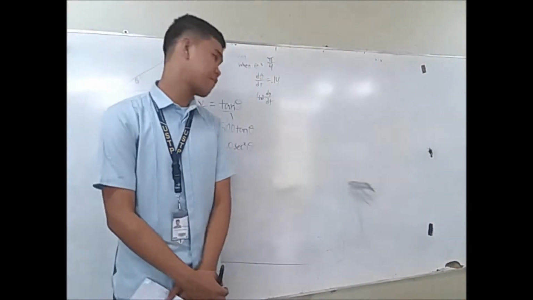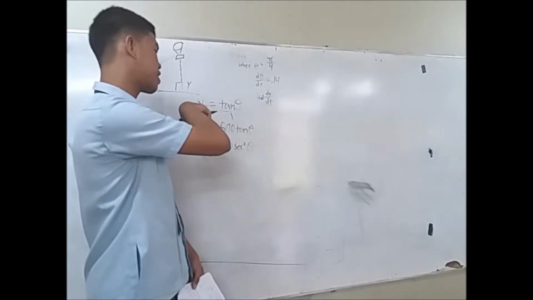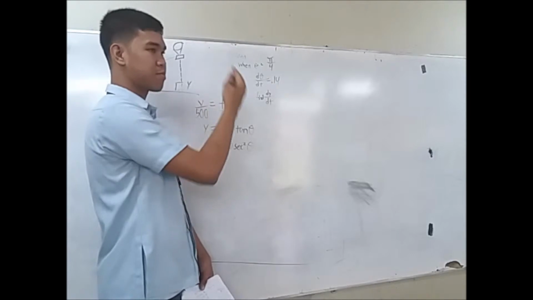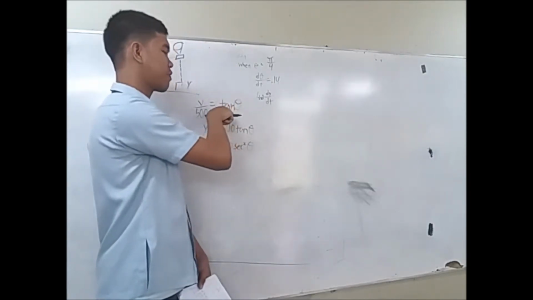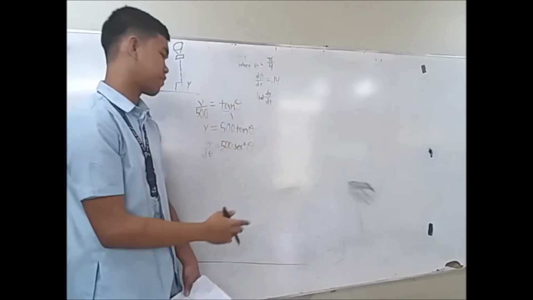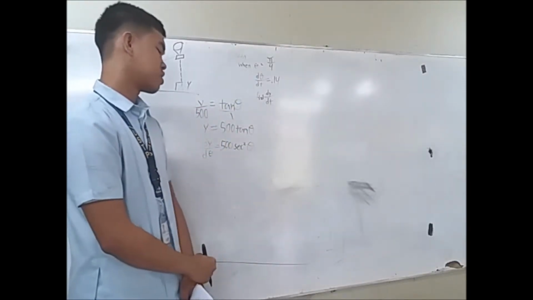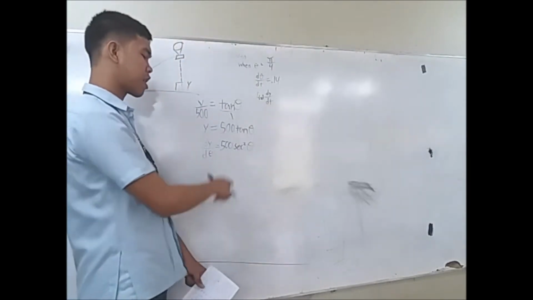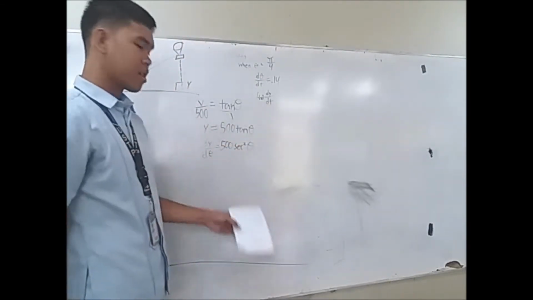You can see here we have 500. y over 500 equals tangent theta. You cross multiply it, the y over 1 becomes y equals 500 tan theta, 500 feet. So we differentiate: 500 tan theta becomes 500 secant squared theta.